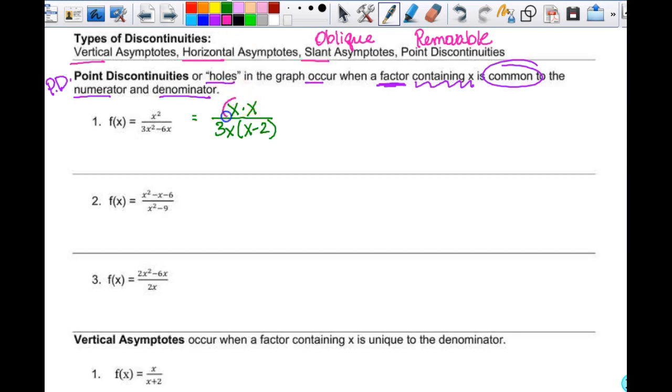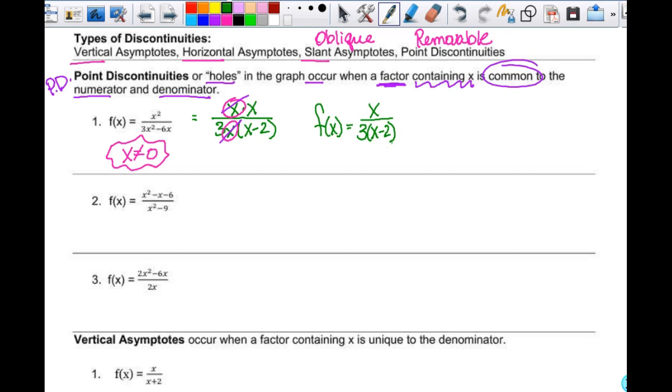So I have this x and this x that are common in the numerator and denominator, right? So since that happens, that means I know before I go any farther, since there's an x in the denominator, that tells me that x cannot equal 0, right? And that's an important thing for us. And then these right here, they're out, right? So that means my function in the end, once I cancel that out, is going to be x over 3 times x minus 2.